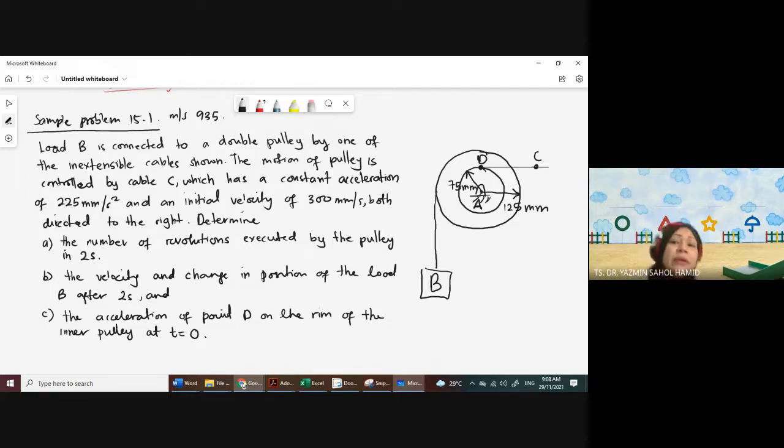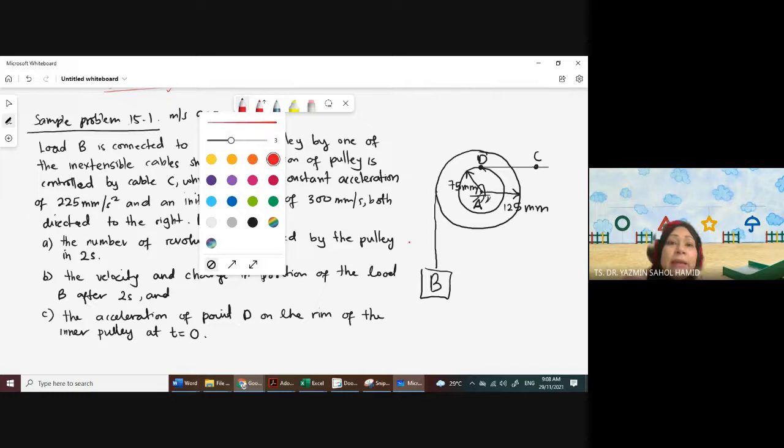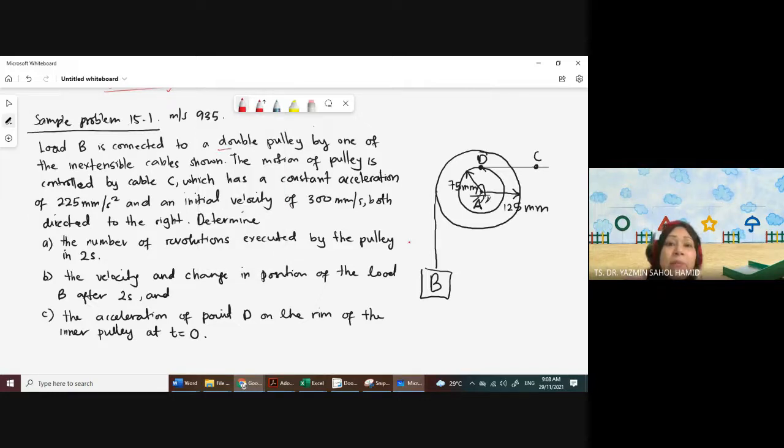Okay, now. Okay, salin soalan ni, okay? So, I baca tapi sambil tu you salin. Load B is connected to a double pulley. So, untuk soalan ni, kita ada 2 pulley, ada double pulley, by one of the inextensible cables.